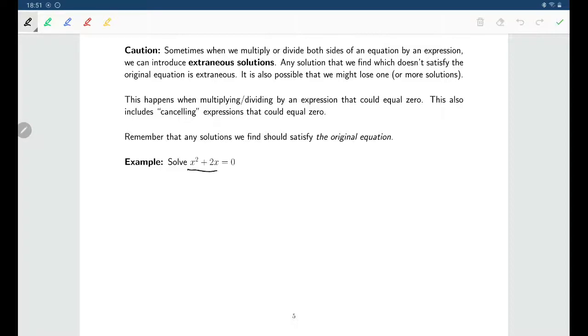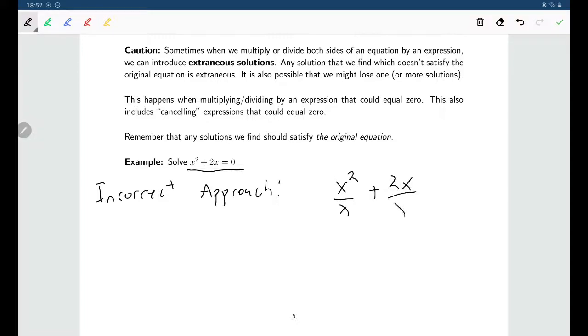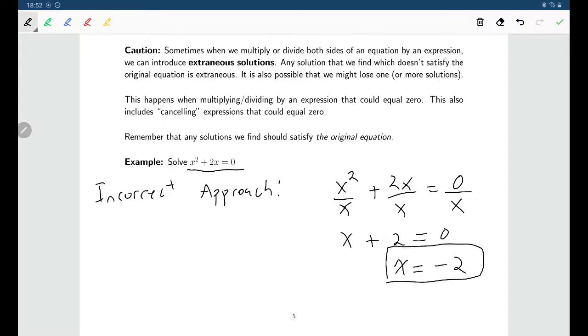So if you were thinking about solving this equation, x squared plus 2x is equal to 0, an incorrect approach might be to say, oh, I could divide everybody by x: x squared, 2x, and 0. I could divide everybody by x. That would leave me with x plus 2 equals 0. And I would come up with only one solution, and the solution would be x is equal to negative 2.